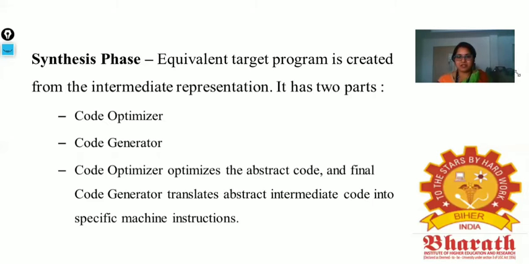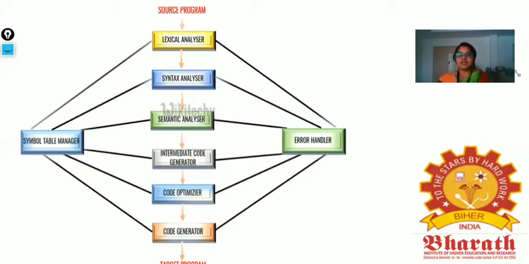In the second phase, the target program is created from the intermediate representation. It has the code optimizer and the code generator. What is the code optimizer? It optimizes the abstract code, and the code generator translates the intermediate code into specific machine instructions. The code optimizer performs optimization of the code, choosing the best one, and then the code generator generates the target code according to the specific target machine. So these are the phases of a compiler.